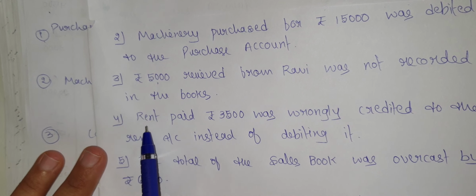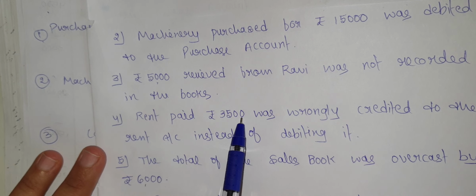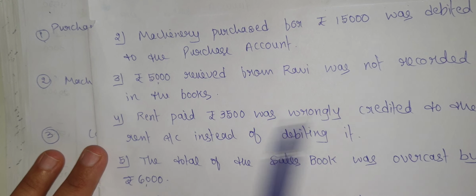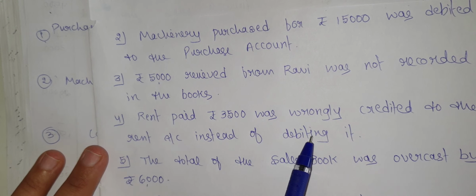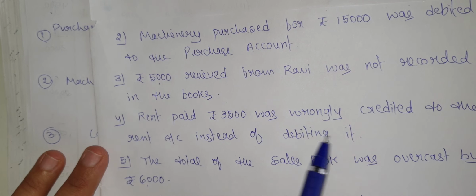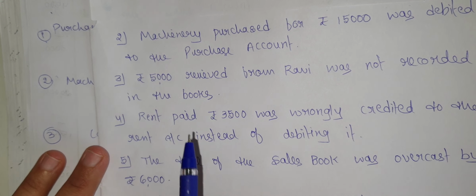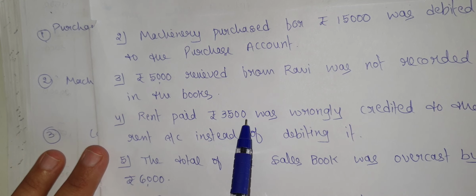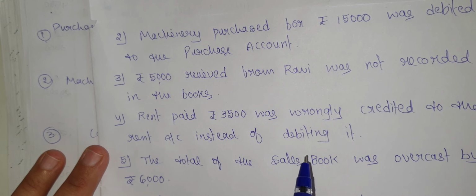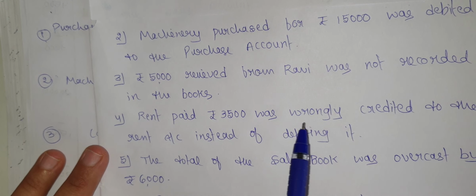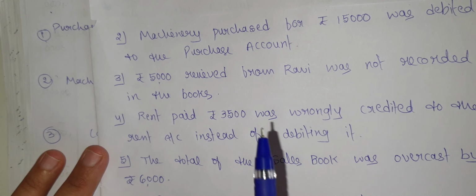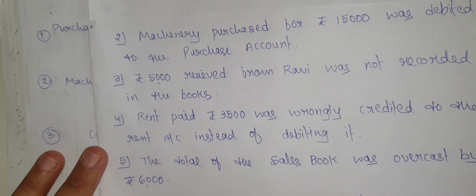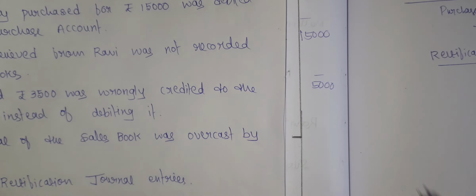Fourth transaction. Rent paid rupees 3,500 was wrongly credited to the rent account instead of debiting it. See the transaction very carefully. Rent paid rupees 3,500 was wrongly credited. What will we do? We will debit the rent account instead of crediting it.